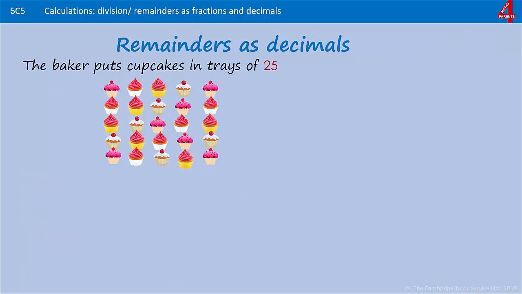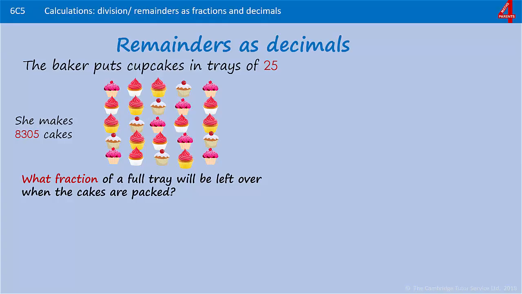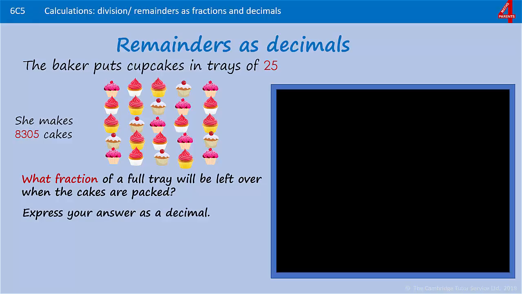This time we're going to do the same thing, but we're going to express the answer as a decimal instead of just a fraction. The baker puts cupcakes in trays of 25. She makes 8,305 cakes. What fraction of a full tray will be left over when the cakes are packed? Express your answer as a decimal. So we do exactly the same thing, we just convert it at the end. And if you're unsure about converting fractions to decimals, there is a separate video on that.